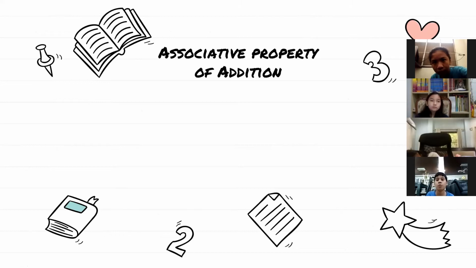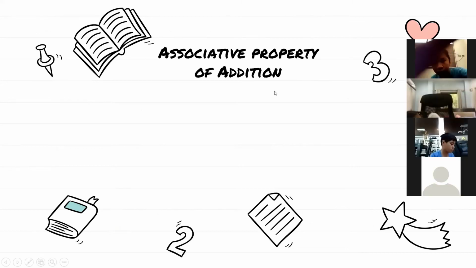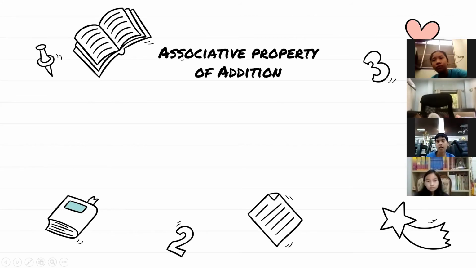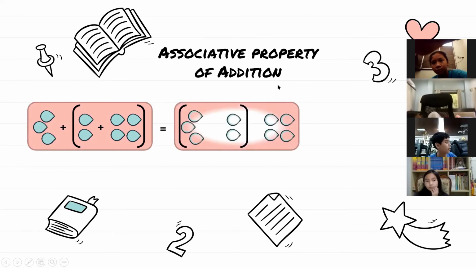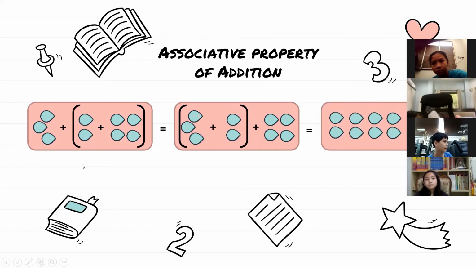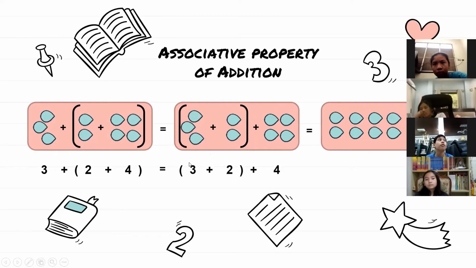So in associative property, we also have addition and multiplication. We also have two, okay? Multiplication and addition. If we say addition, we add. Okay, here is an example. So if we write this in numbers, it's 3 plus open parenthesis 2 plus 4 close parenthesis equals open parenthesis 3 plus 2 close parenthesis plus 4 equals, what will be our answer?